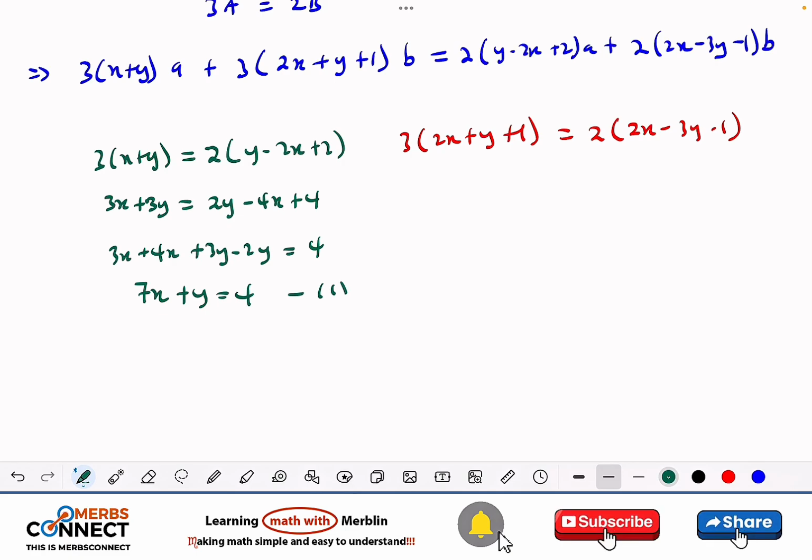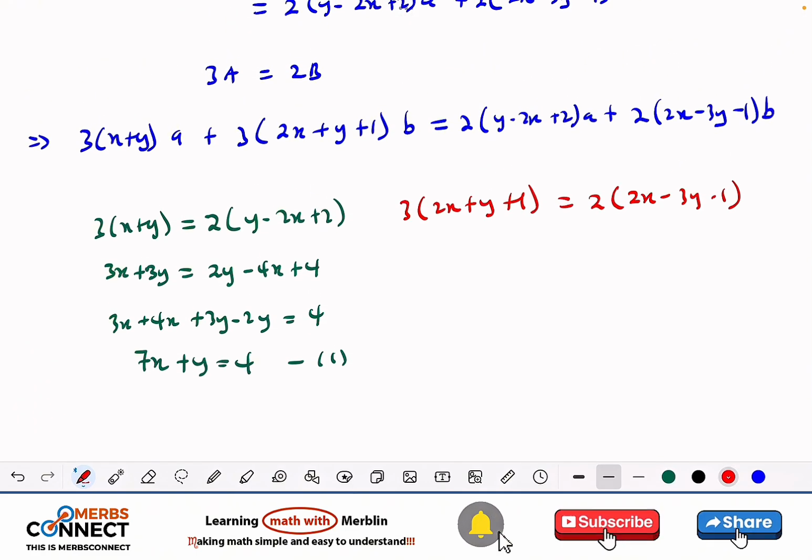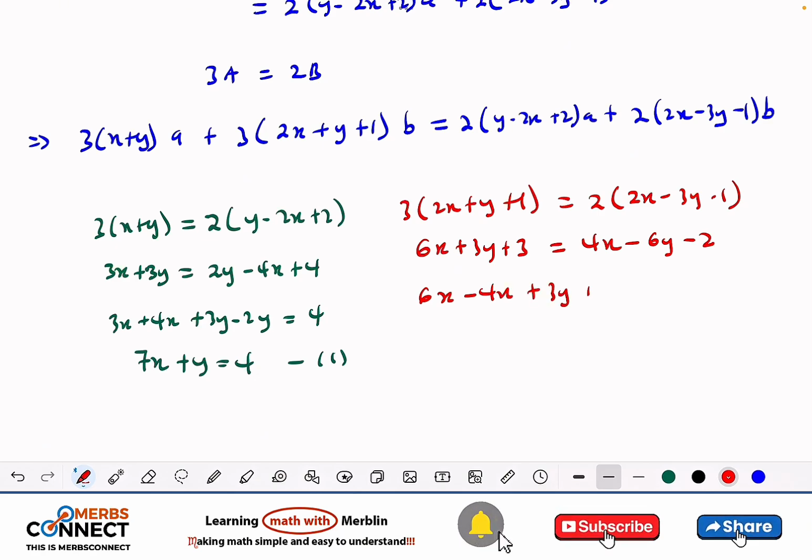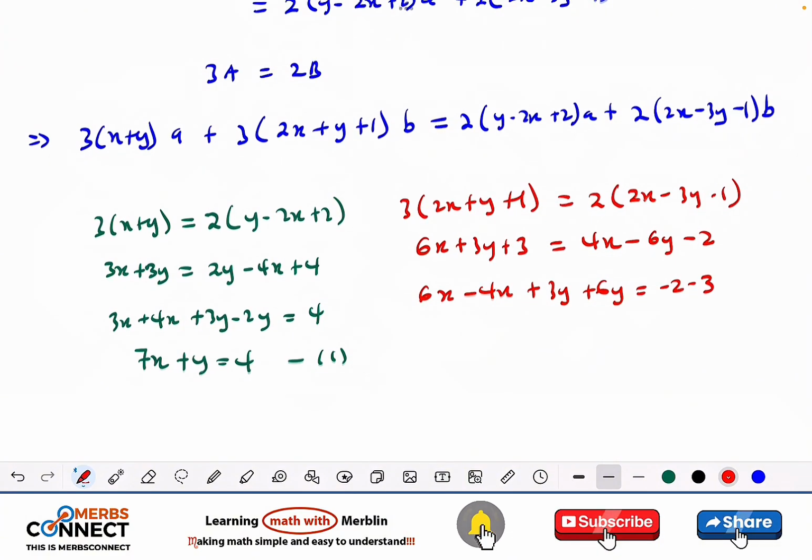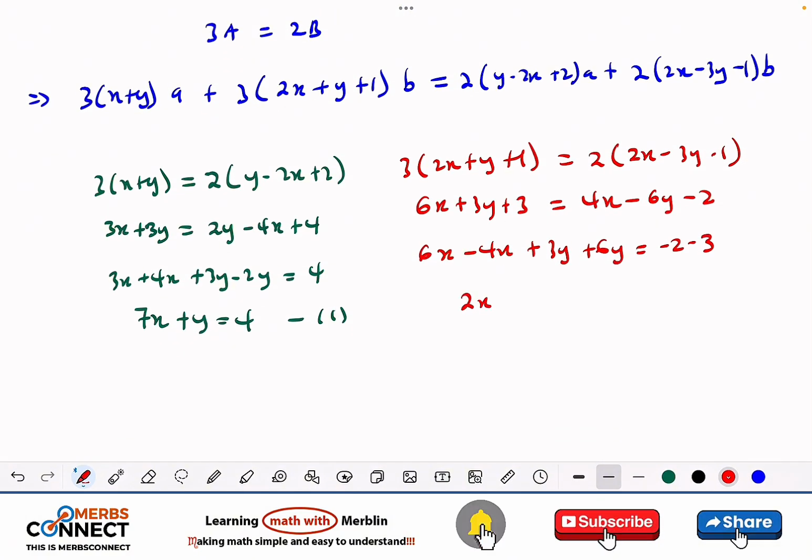So equation 1. Then let's work with the red. 6x plus 3y plus 3 is equal to 4x minus 6y minus 2. Move x and y to the left and move the constant to the right. We're going to have 6x minus 4x, 3y plus 6y is equal to minus 2 and minus 3. So this gives us 2x plus 9y is equal to minus 5. Equation 2.